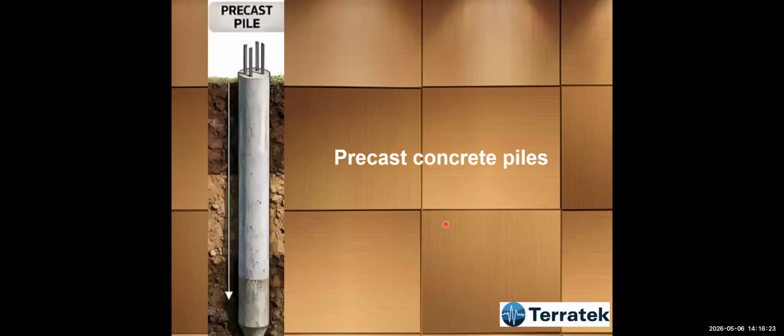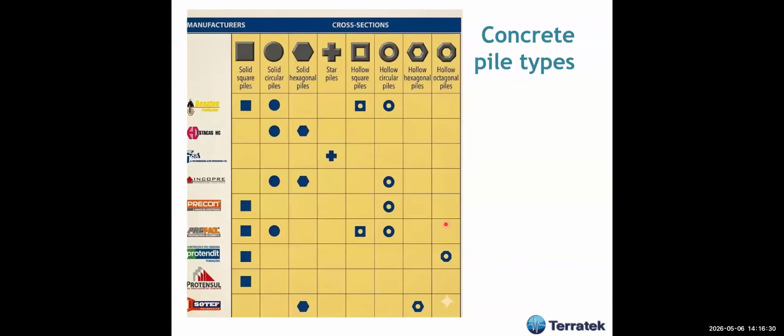Let's talk initially about precast concrete piles. Very common for a small building. Okay. See here, different types from different manufacturers. This is just a catalog showing the different types. And here we have the manufacturer, and we have square, we have round, hexagonal, cross, etc. We have all these types.